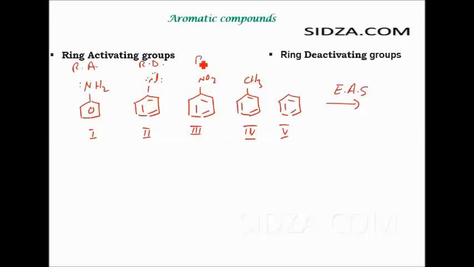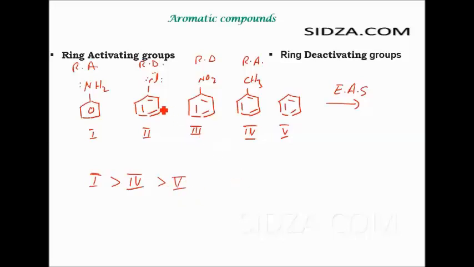Nitro group, this is also a ring deactivator. Methyl group, it's a ring activator actually, right? Now with ring activators, the attack is faster, right? But among the two ring activators, NH2 group is a stronger ring activator than the methyl group. So attack will be fastest on the first one, and then it will be the fourth one, because ring activators always undergo faster electrophilic substitution reactions, right? Then the simple benzene, which is the fifth one, right?